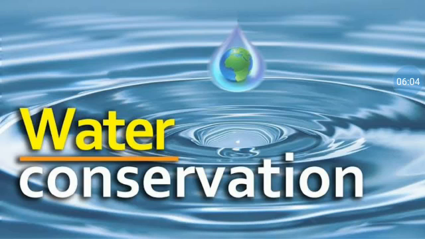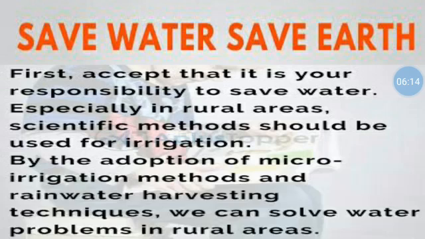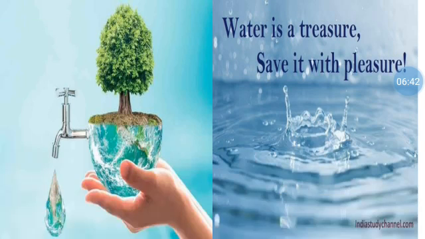Hence, it is very necessary to conserve water. First, we must accept that it is our responsibility to save water, especially in rural areas. Scientific methods should be used for irrigation. By the adoption of micro irrigation methods and rainwater harvesting techniques, we can solve water problems in rural areas. Children, keep in your mind the important, precious slogan: Water is a treasure, save it with pleasure.